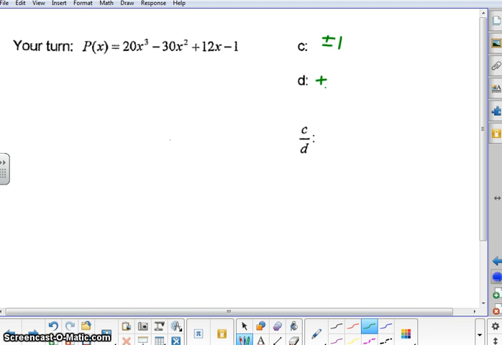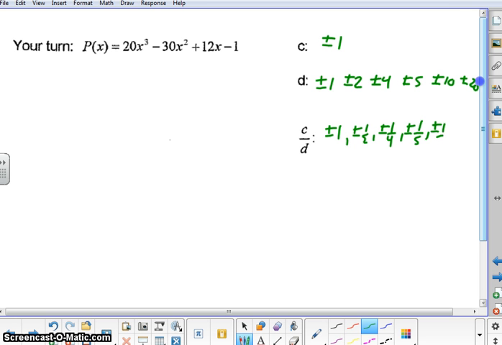So we have quite a few things to write down here. Plus or minus 2, plus or minus 4, plus or minus 5, plus or minus 10, and plus or minus 20. Whoops. All right, so if you divide them, you've got plus or minus 1, plus or minus a half, plus or minus a fourth, plus or minus a fifth, 10th, and 20th. All right, so go ahead and write those down. And let's go ahead and push pause and plug it in the calculator.